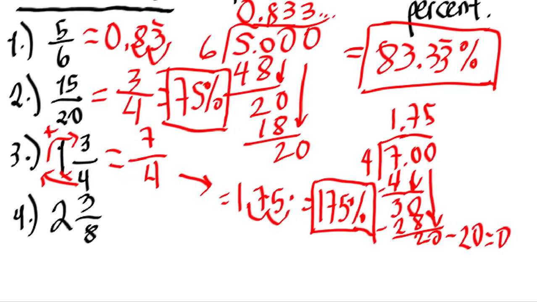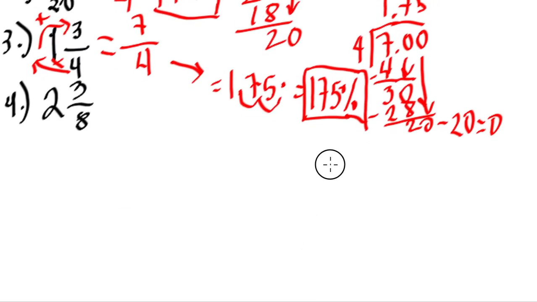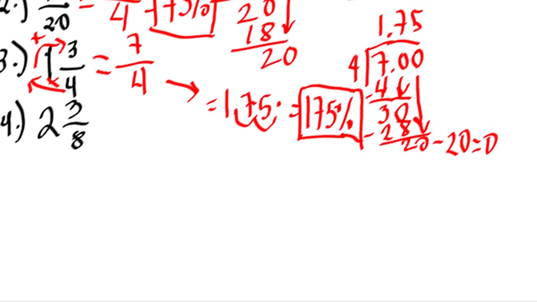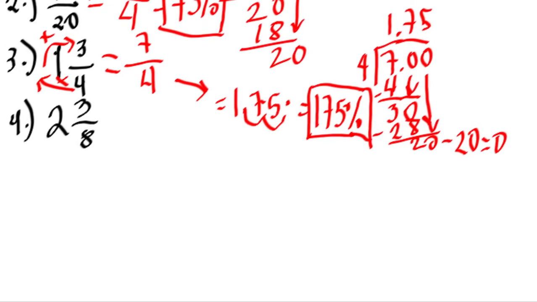Now for number 4, let's put it here. I think we need more space for that. Okay, for number 4. Number 4 shows us 2 and 3 over 8. First, we need to convert this into an improper fraction. So to do that, what we will do is multiply 8 times 2 plus 3. 8 times 2 is going to give us 16. 16 plus 3 is going to give us 19. So that's 19 over 8.